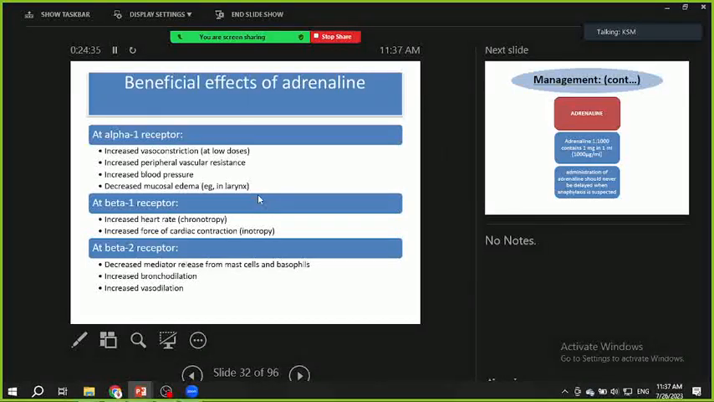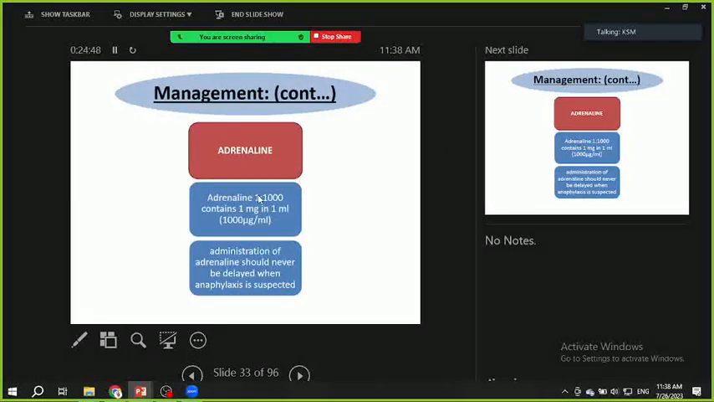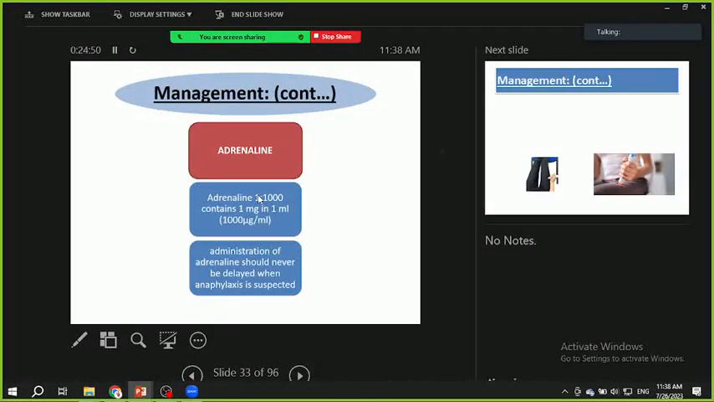Noradrenaline also gives you vasoconstriction, but with adrenaline there's an additional effect because of beta-2 receptor action. It decreases the mediator release of the mast cell and increases bronchodilation and vasodilatation. That is why we use adrenaline. Now, adrenaline, you know this one, 1 ml contains, we call 1 in 1000, 1 ml contains 1 milligram or 1000 microgram.